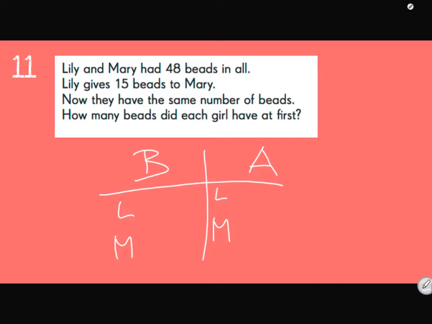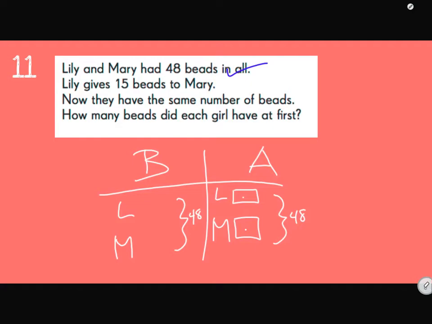Okay, so let's see. Lily and Mary had 48 beads in all. So their whole is 48. Okay. Now Lily's going to give 15 to Mary. So even though Lily gave 15 to Mary, their whole didn't change. Because they just passed them between each other. But 15 have been given to her. And now they have the same number. So in the end, they have to end up having the same amount. And in that same amount, somewhere, there's the 15.